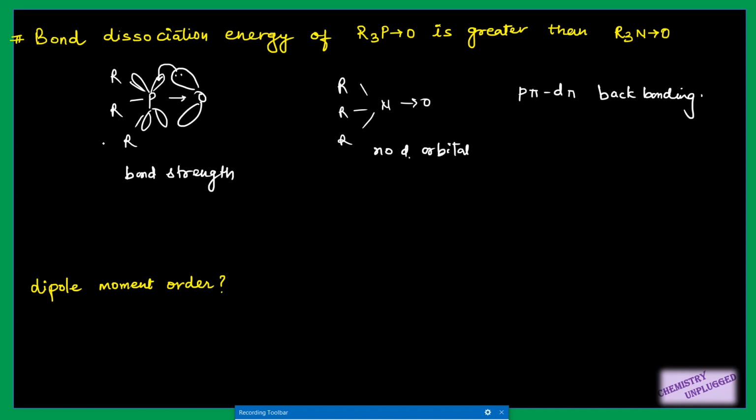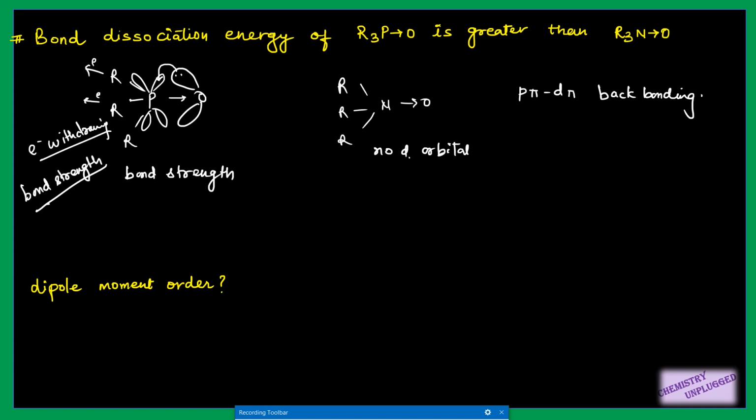Suppose I attach electron withdrawing groups here. If I attach strong electron withdrawing groups, then the bond strength will increase. Why? Because these groups will pull electron density towards them from phosphorus, and phosphorus will become more electropositive. Due to the increase in its electropositive nature, the electrons from oxygen will readily go into the d orbitals of phosphorus, and it will cause an increase in the bond strength. So they can give you a question related to this, right?